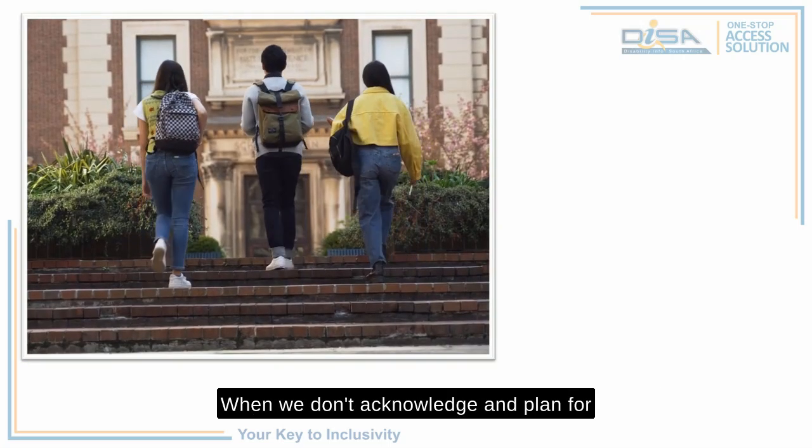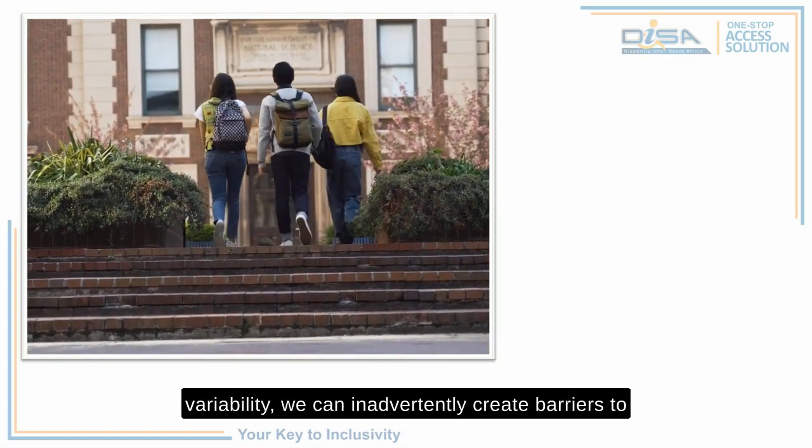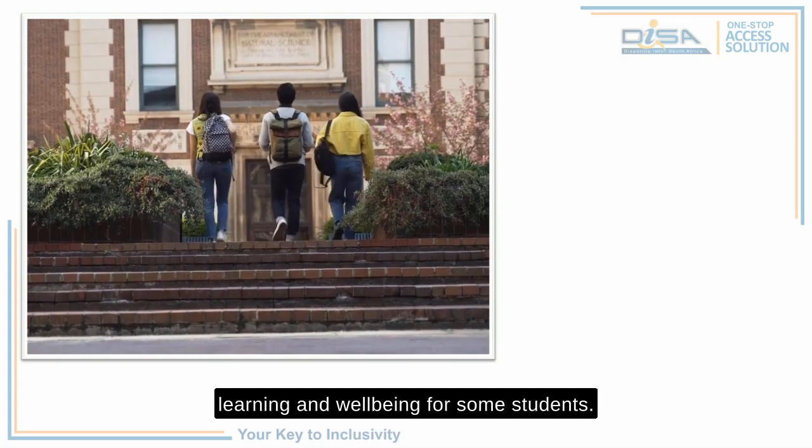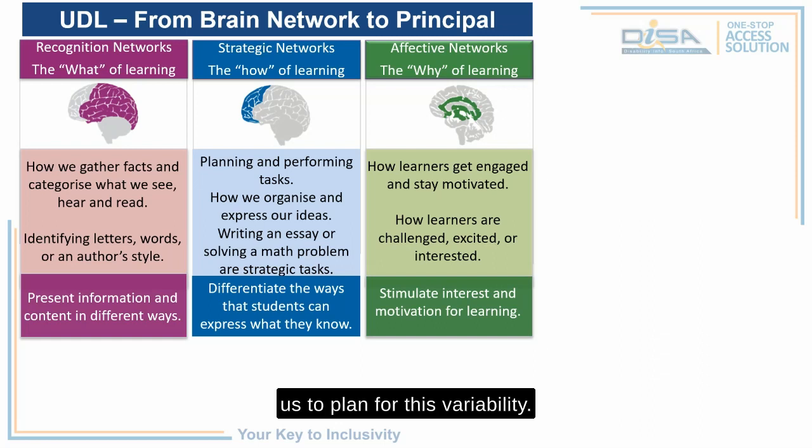When we don't acknowledge and plan for variability, we can inadvertently create barriers to learning and well-being for some students. From the neuroscience, we know that variability across the affective networks is predictable. There are three engagement guidelines which help us to plan for this variability.